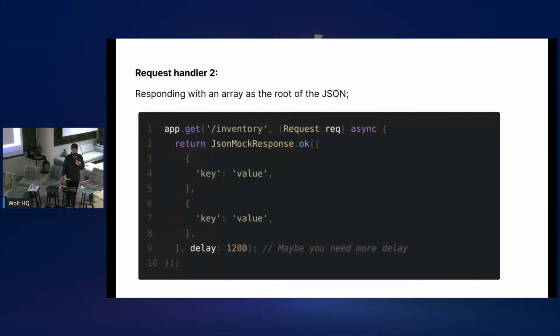And request handler 2, for example, handles the /inventory path of the API and just responds with a list of key-value objects. And if you want, this is based on the extension, so you can give it some delay. So you can test delayed responses also.